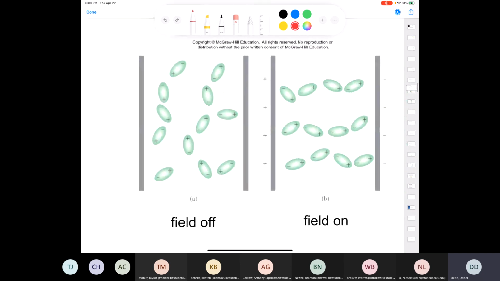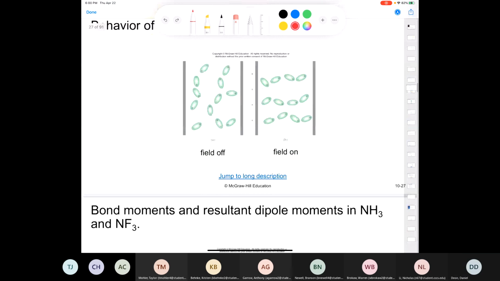However, if you apply a magnetic field or an electric field to a bunch of polar molecules, they will align themselves with the field. So you see how we have the positive side over here, and all the negative sides are pointing towards the positive side, and then we have the negative side over here, and all the positives are lined up towards the negative. So that's what a polar molecule can do.